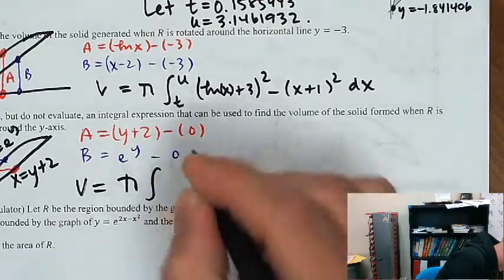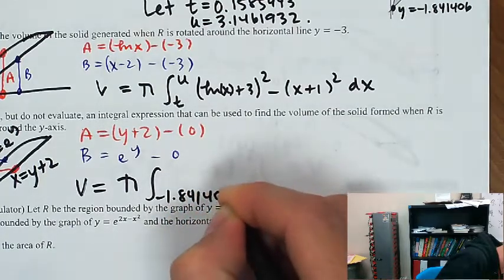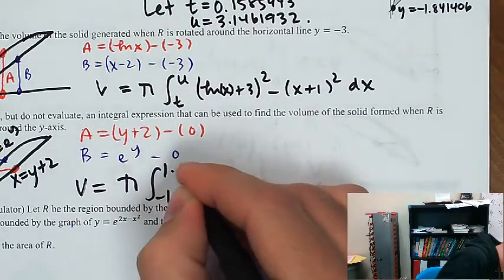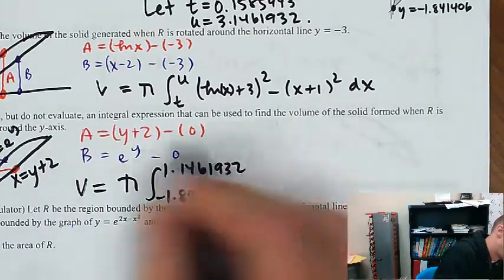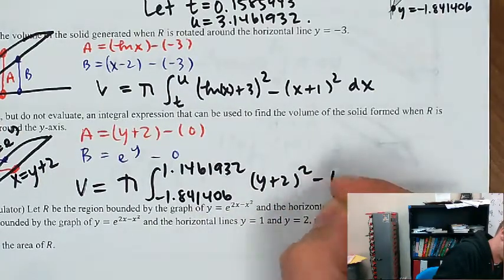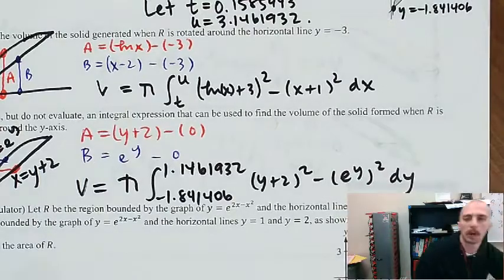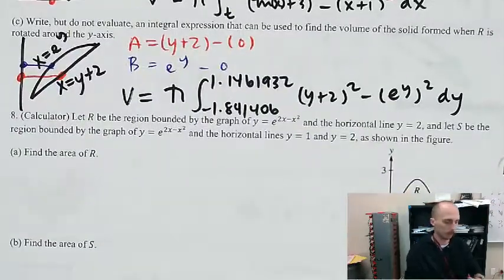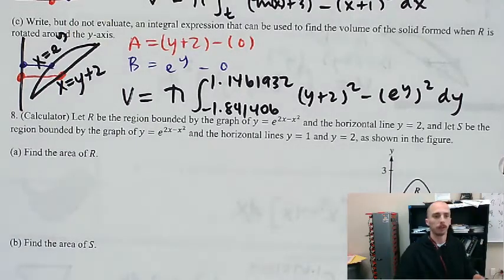Volume is pi times the integral from negative 1.841406 up to 1.1461932 of a squared minus b squared. So y plus 2 squared minus e to the y squared dy. All right. Well, that was a lot of problems for one sitting. I'm going to take a break and come back and do the rest of these in a few minutes.